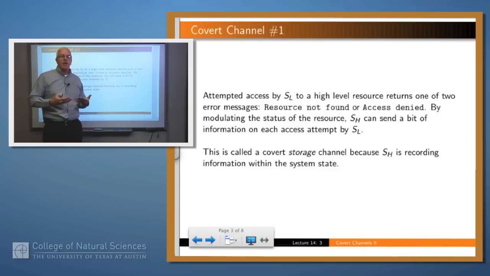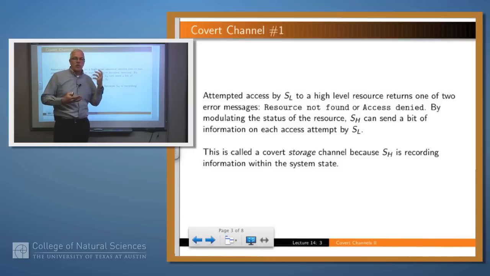And that's a classic storage covert channel. Why do we call it storage? Well, because the high-level subject is essentially storing something into the state of the system. In this case, the status of that resource, which is used as the vehicle for sending that bit of information.